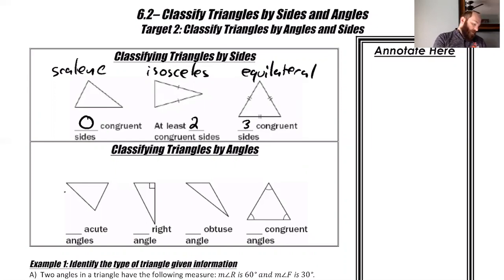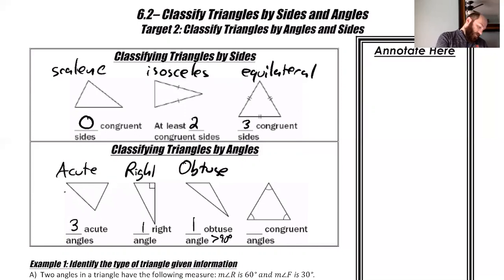Okay. The next one is to classify triangles by their angles. So we can have either all three are acute angles, which makes it an acute triangle. Pretty straightforward. I like to actually jump over to obtuse right now. This one has one obtuse angle, which means one angle that is greater than 90 degrees. So that's going to be what I like to consider my opposite of acute. That's an obtuse triangle. If I have exactly one right angle, that makes it a right triangle. One last one is if all three angles are congruent. This is actually like our equilateral, but it's going to be equiangular.